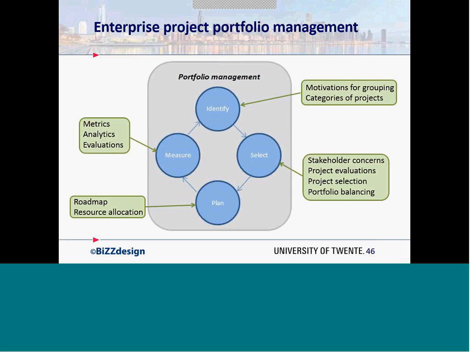A select step: you think about stakeholder concerns, so what you would put priority on and such, to help you create portfolios. You evaluate projects, you select projects, and you make portfolios which need to be balanced on cost, risk, and benefits and such. Then there is the part where you create a roadmap of how these projects are going to be implemented over time, and you plan the allocation of the resources for each of these projects and portfolios.